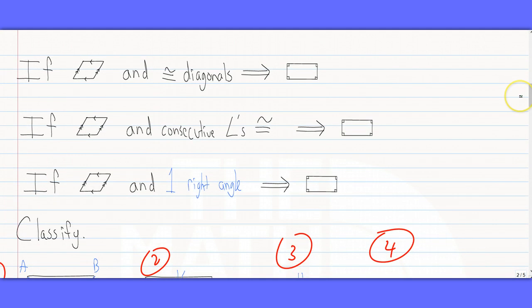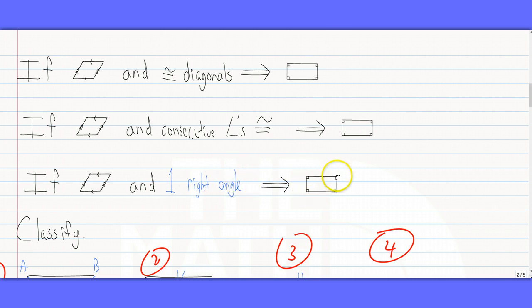Some ways that we can prove that a shape is a rectangle. First of all, if we can prove that it's a parallelogram and it has congruent diagonals, that implies it must be a rectangle. So there's one of our ways to prove rectangle. Additionally, if we can prove that it's already a parallelogram and we have consecutive angles that are congruent to each other, that also means we know it must be a rectangle. And a third method, if we can prove parallelogram and even just one right angle, that means they all must be right angles, so it must be a rectangle.